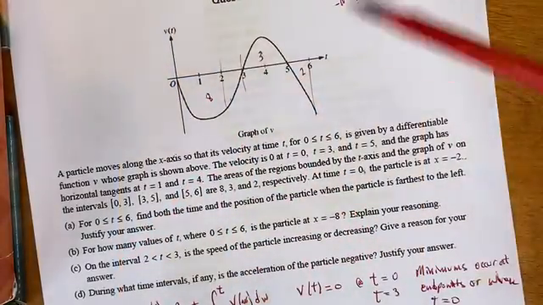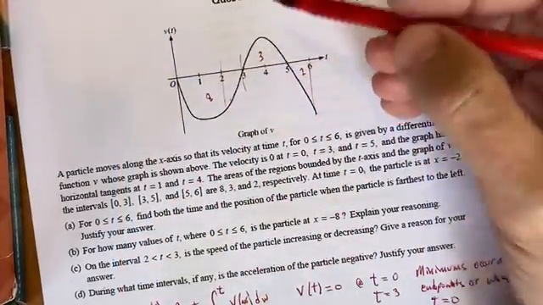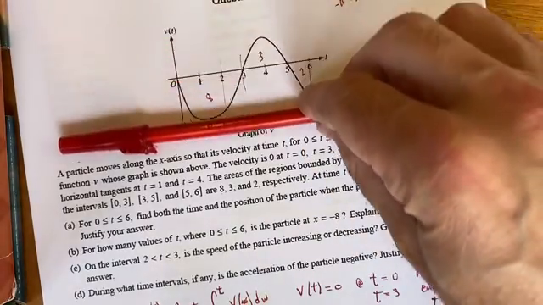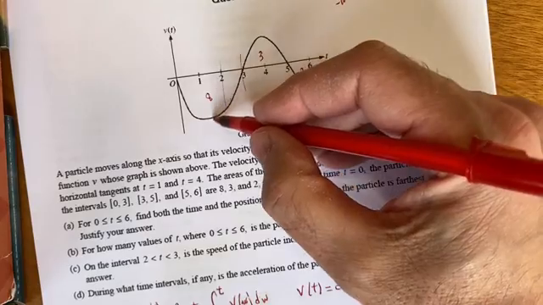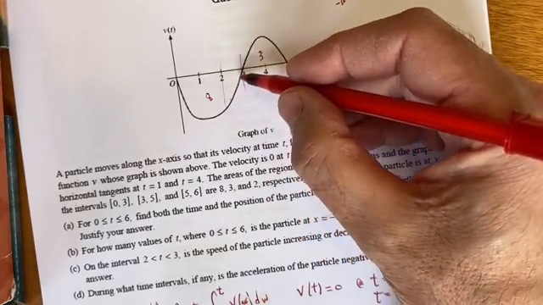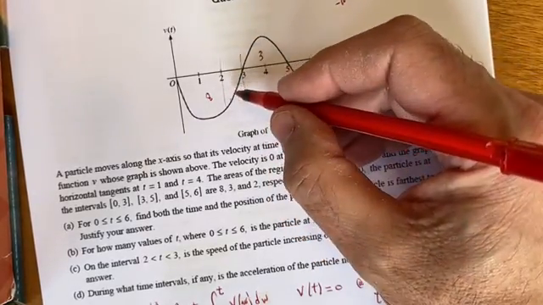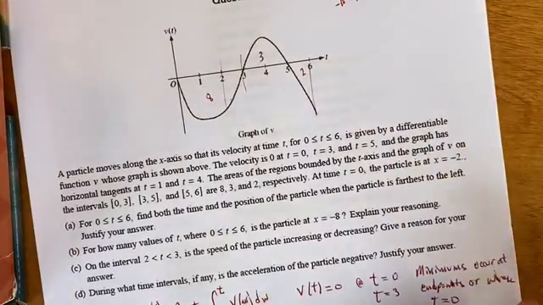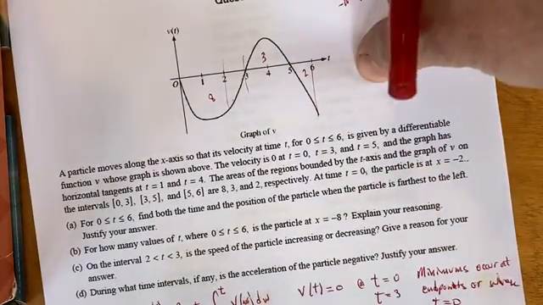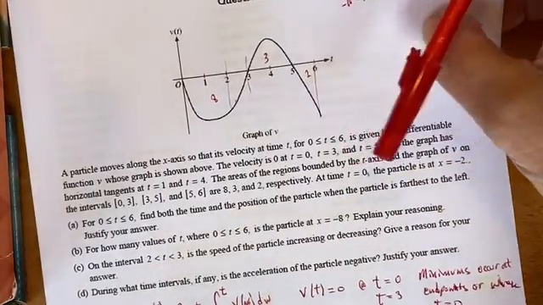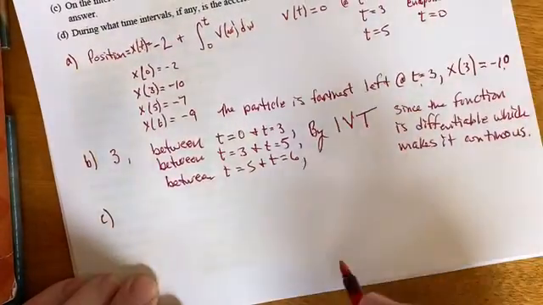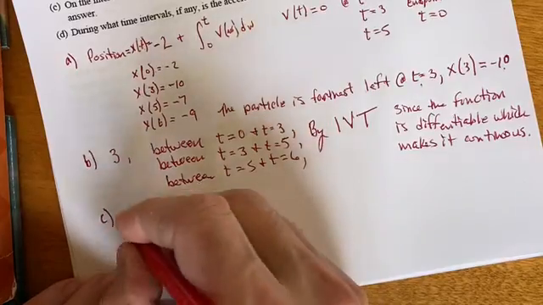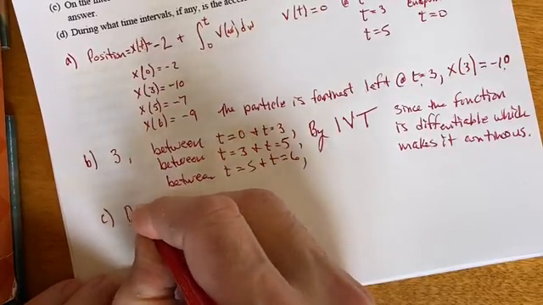Okay, so between time equals 2 and time equals 3, the velocity is negative since it's below the x-axis. But the derivative of the velocity, the acceleration, is positive since the slope of the velocity is positive. So since the signs of velocity and acceleration are opposite, the speed is decreasing. So I'm going to start by answering the question: decreasing.